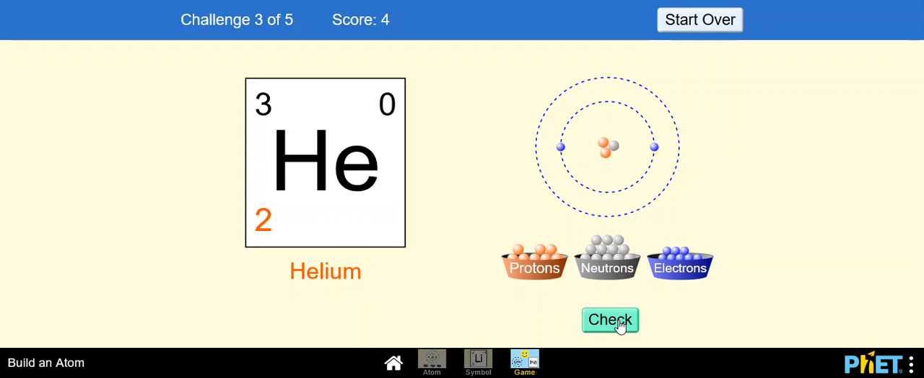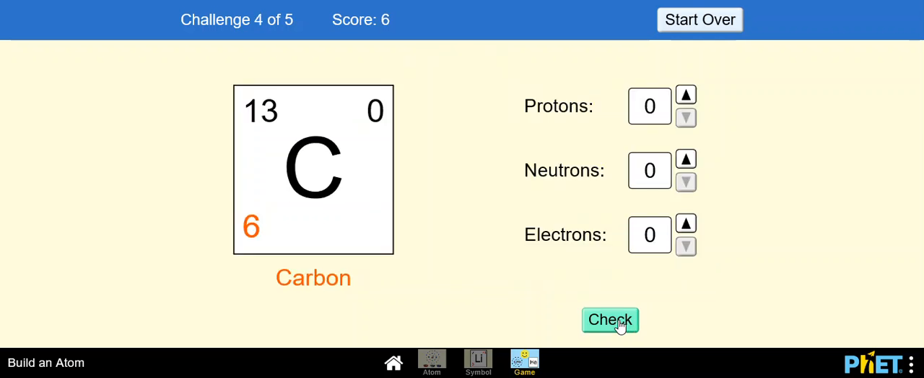And there they go. I knew I needed 2 electrons because the charge was 0. 2 protons, 2 electrons. Finally, up next to last, we've got carbon. Atomic number tells me the number of protons, always, 6. To get my number of neutrons, I ask myself 6 plus what will get me to 13? And that is 7. And again, you just have to click it several times to get to 7.